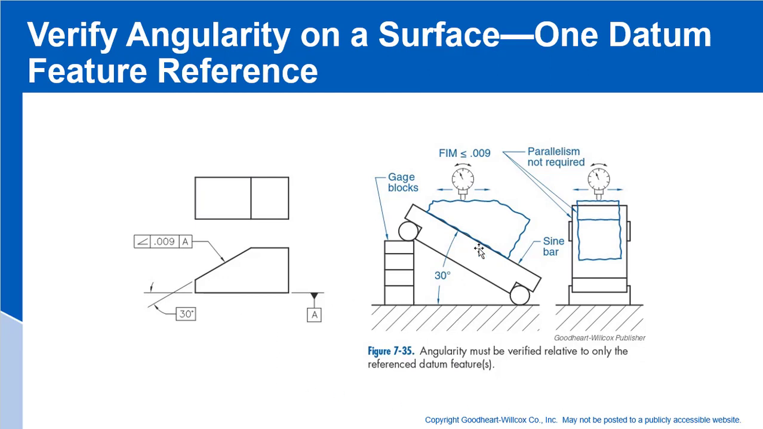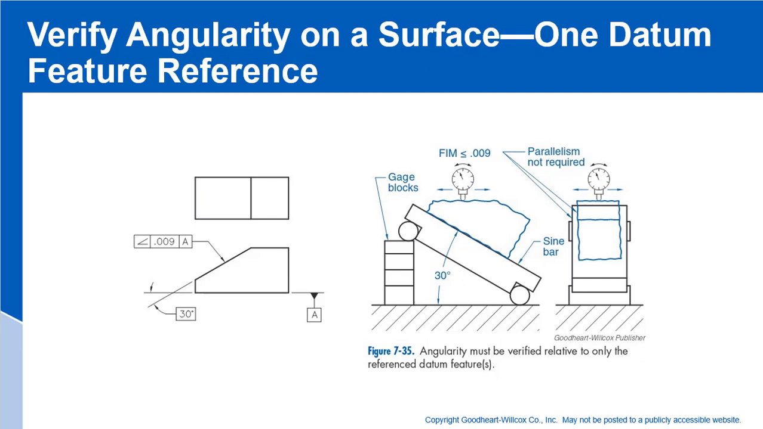Okay, so we set up datum A with a sine bar such that we get this perfectly at 30 degrees. We set that up using gauge blocks to make sure we get this angle perfectly at 30 degrees. Once we have that, we move our indicator over the surface and check that the full indicator movement cannot exceed this 9 thousandths. So that's how we set it up. Let's explore this a little bit deeper.